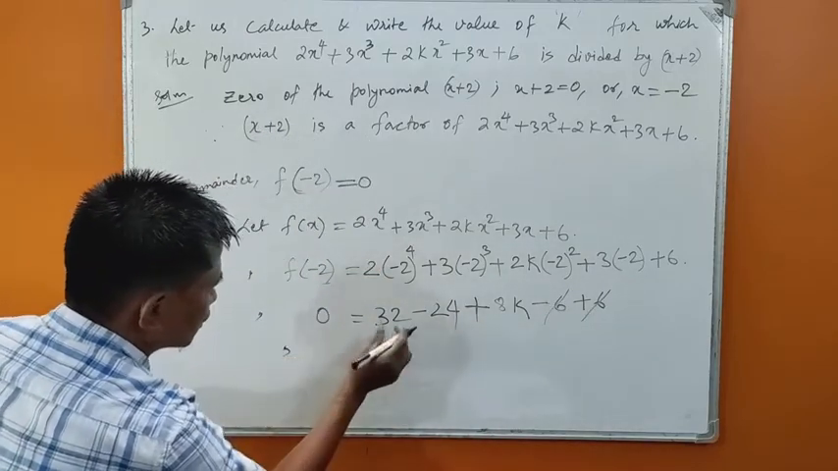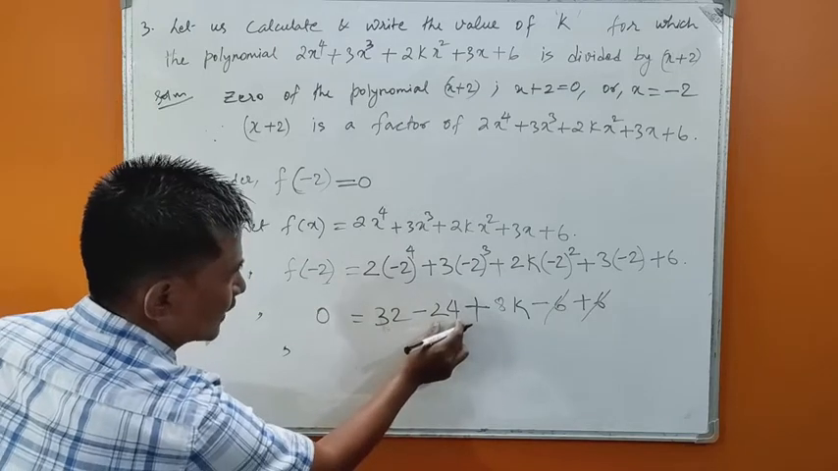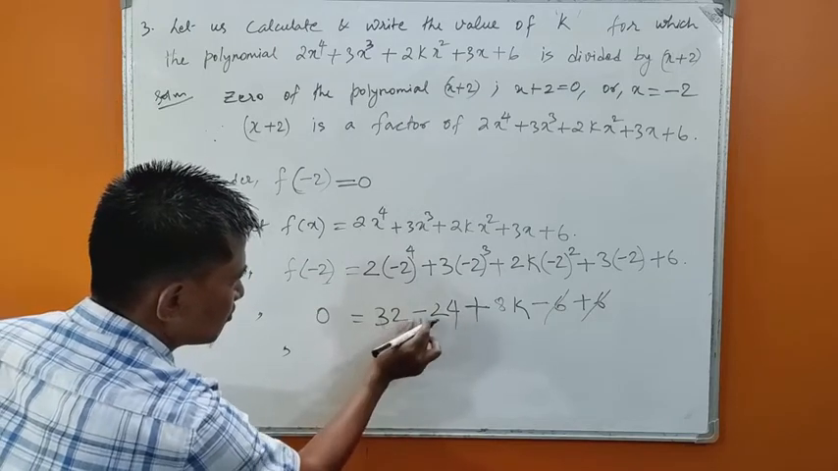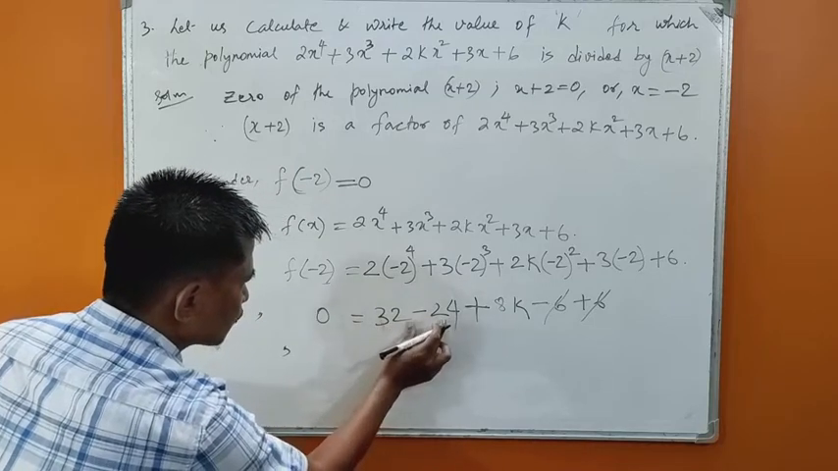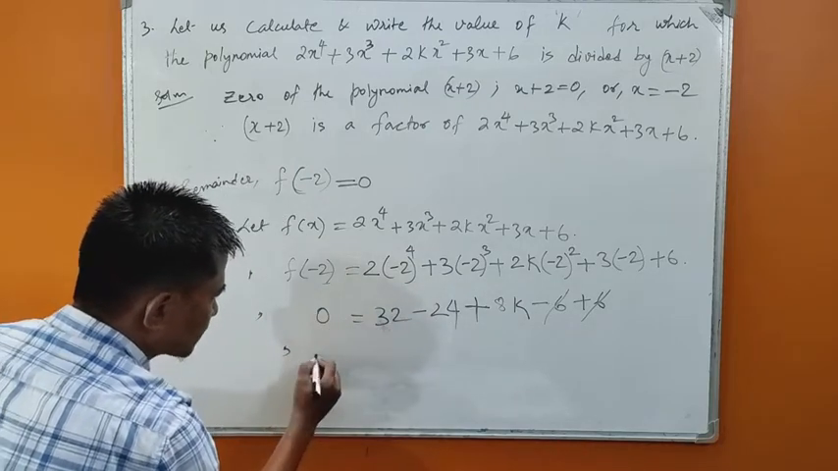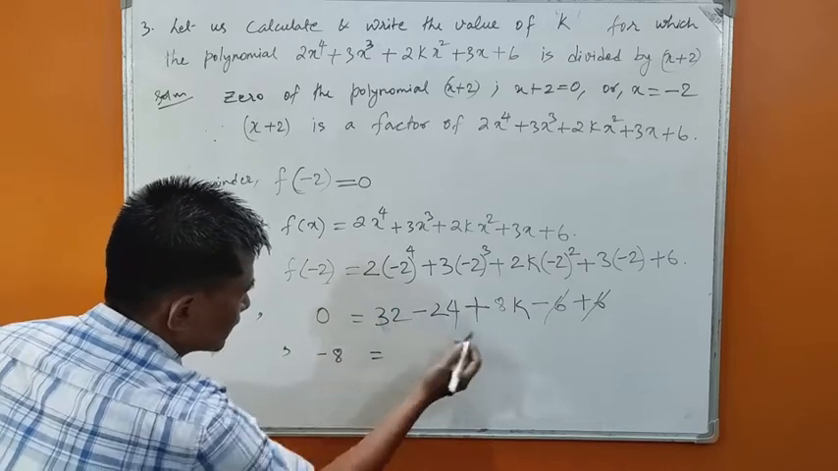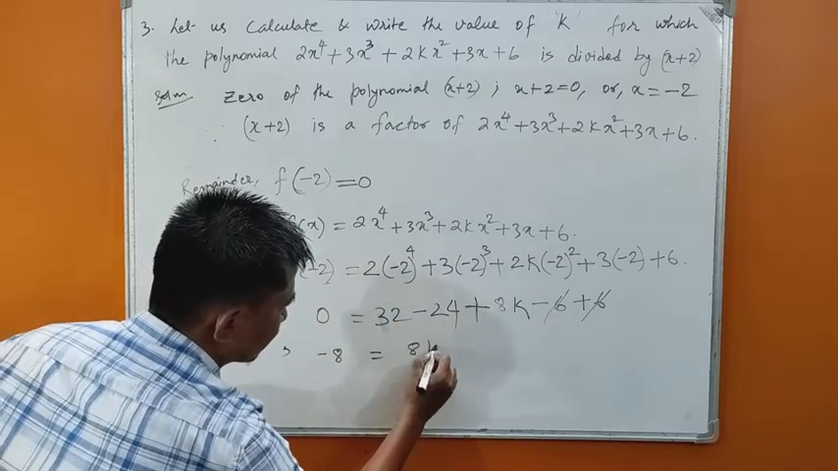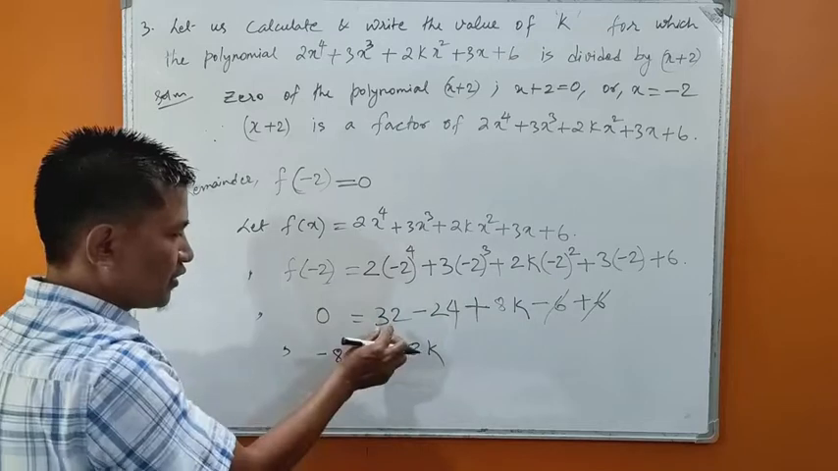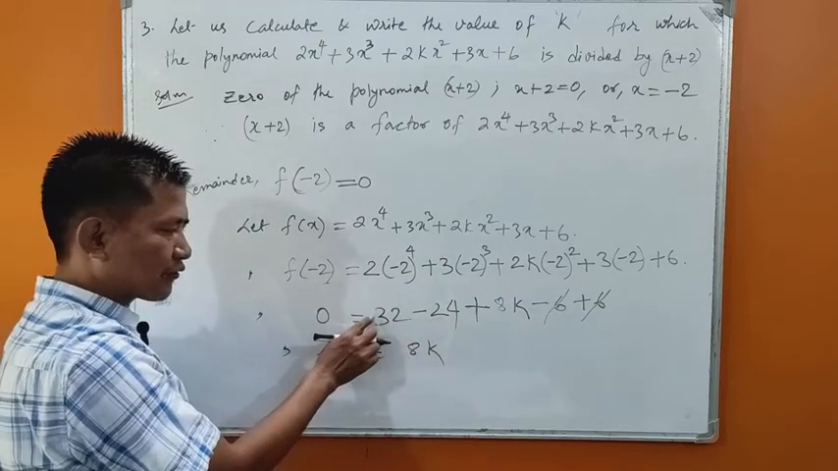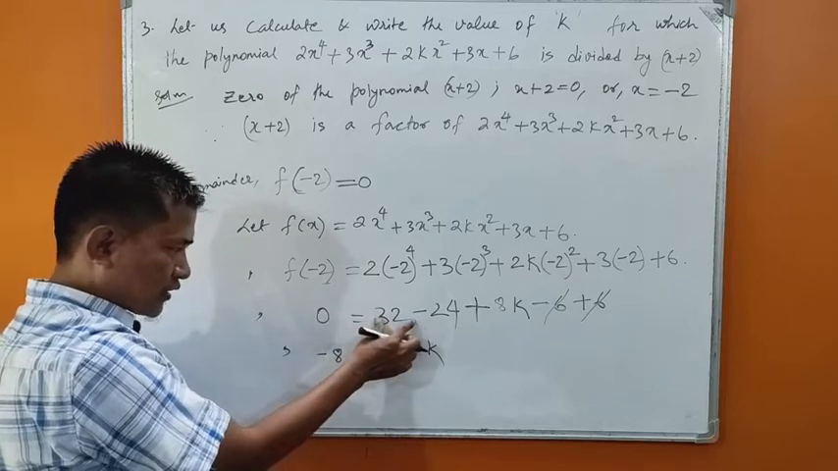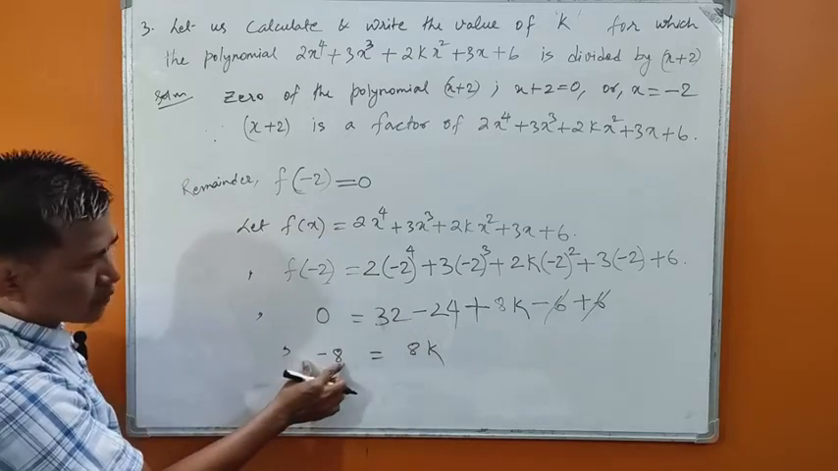Now, 32 minus 24 is 8, isn't it? Plus 32 minus 24 is 8. Plus 8 when we bring to the left hand side becomes minus 8. Minus 8 equal to 8k. Okay. Are you getting me? Plus 32 minus 24 is plus 8 because the sign of greater number comes here. And that plus 8 when we bring to the left hand side becomes minus 8.